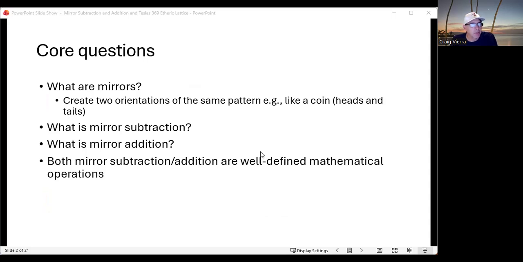When you look at a mirror, you really are creating two orientations of the same pattern. I like to think of it like a coin with the heads and the tails. These are two different orientations, but it's the same coin. Throughout the Tesla 369 code book, I do talk about what's called mirror subtraction and also mirror addition. So I want to look at what those are, what those mean. These are actually well-defined mathematical operations, so when you see me using these, they're not random at all.